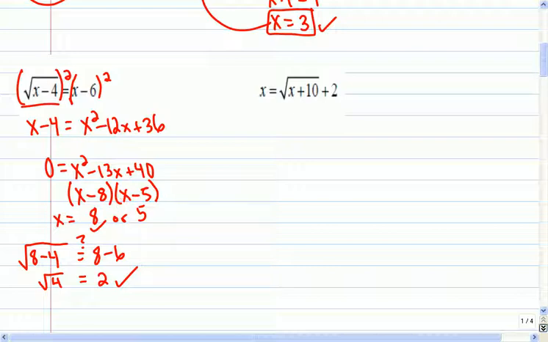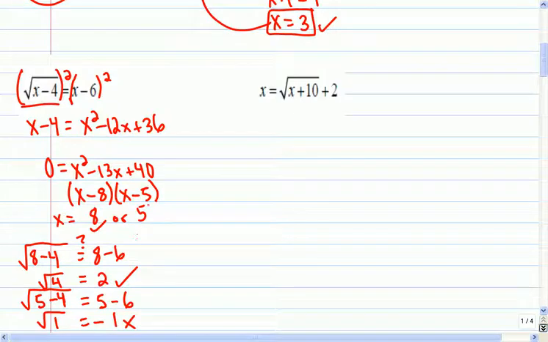Let's go and check the other one, which would be square root of 5 minus 4, thank you, equals 5 minus 6. So then I would have square root of 1 equals negative 1. That does not work. So this is not one of my solutions. So I only end up with one answer here, which is x equals 8.